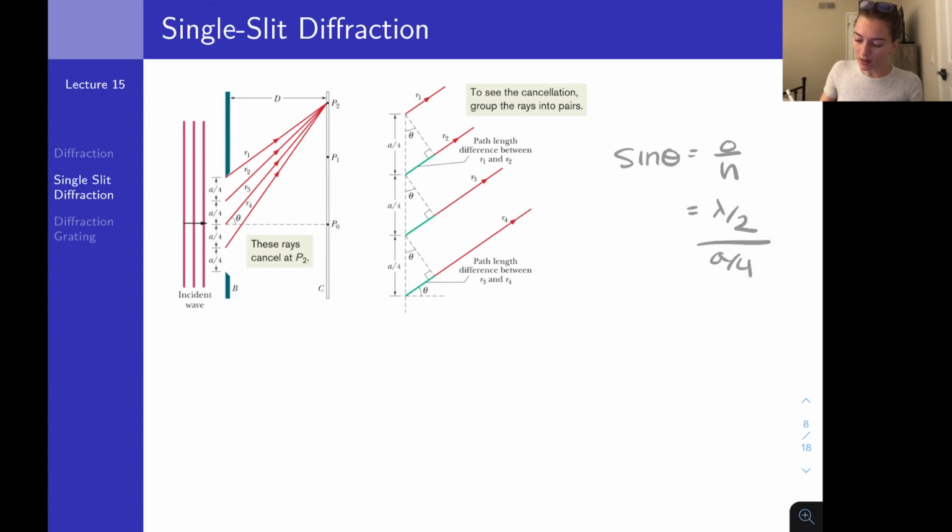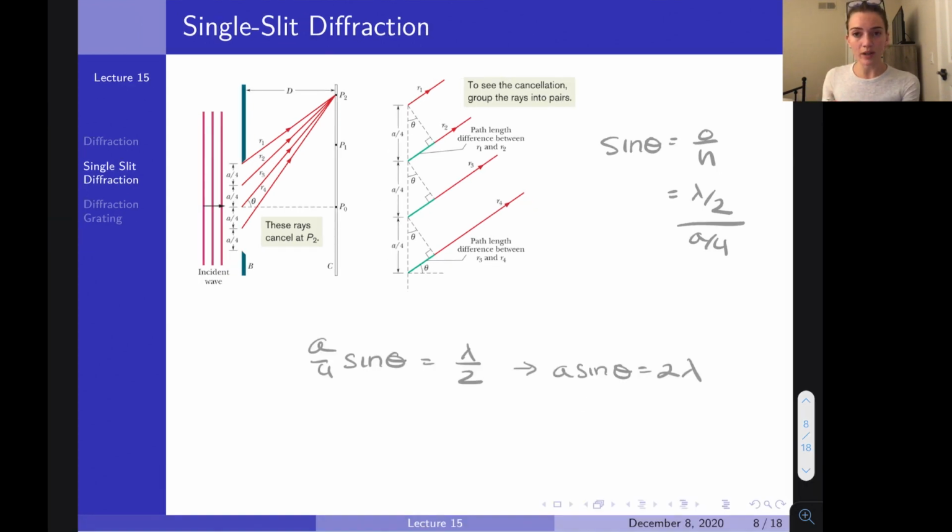So now we can see that this we can give by a over 4 sine theta is equal to lambda over 2, which simplifies to a sine theta is equal to 2 lambda. So now this will give us the location of our second dark spot. So we can write this as a formula.